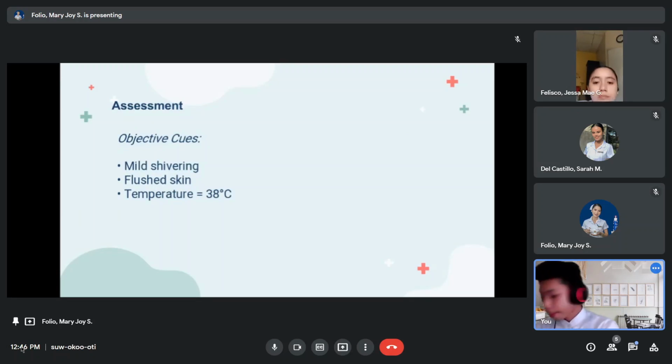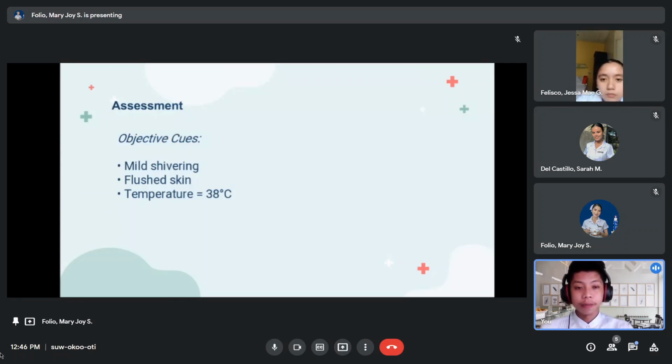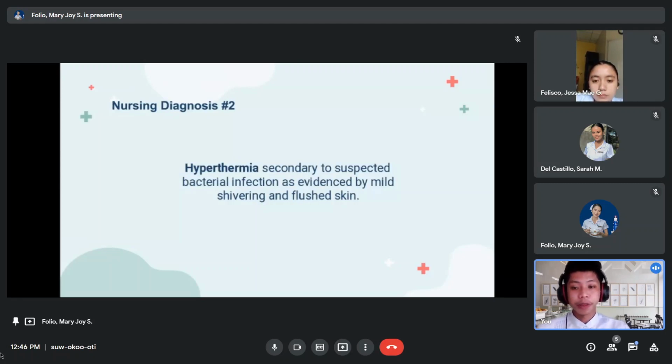Okay, so we have the assessment. Another objective cue here would be mild shivering of the baby. We also have the flushed skin displayed by the baby, and the temperature is 38 degrees Celsius. With those objective cues, we have come up with this nursing diagnosis, and this is our second priority: hyperthermia secondary to suspected bacterial infection, as evidenced by mild shivering and flushed skin, and also the high temperature.